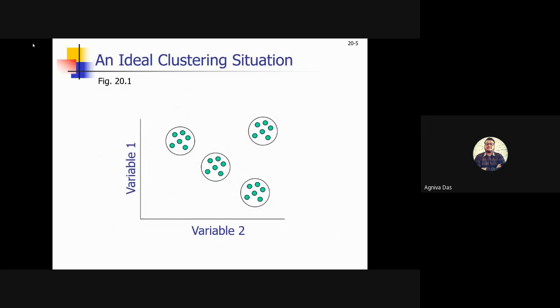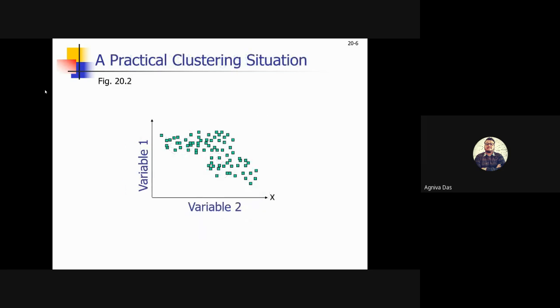An ideal clustering situation will be like this. Let's say students having these marks are clustered in one particular place. Other students having another set of marks will be in another cluster. Now, in a practical situation, if the data is given like this, how do you plan to cluster it? That may be one thing that might require some input.